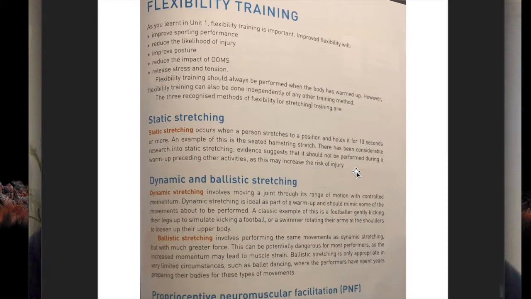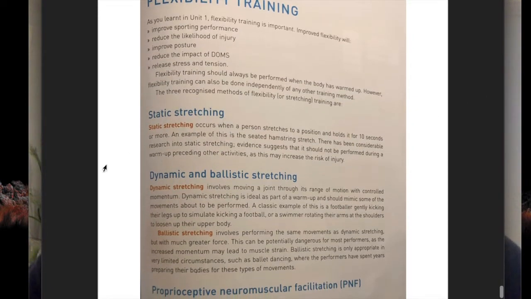Here are the different types of stretching. So the first one here is static stretching. Now, static stretching is when somebody takes a muscle, stretches it to a point around its range of motion, and holds that stretch for 10 seconds or more. I'm going to show you an example of this now.